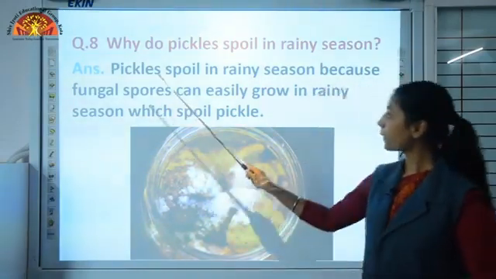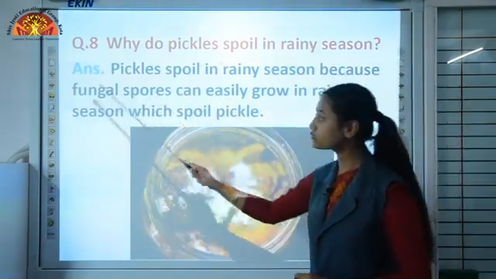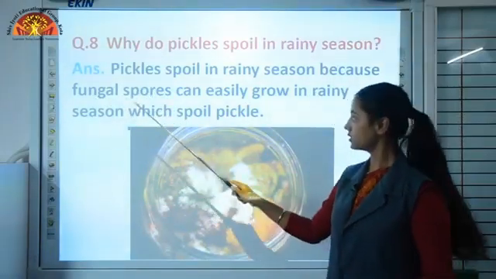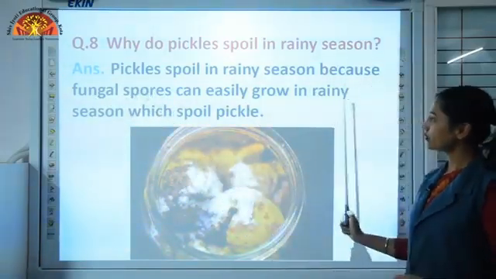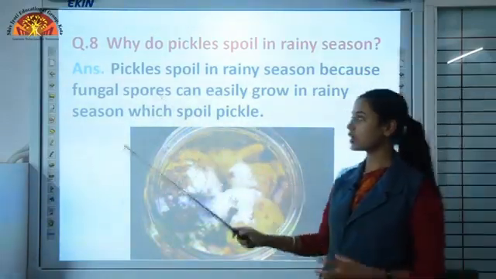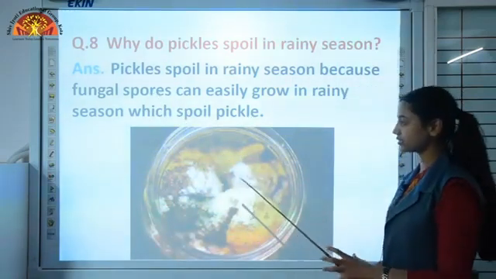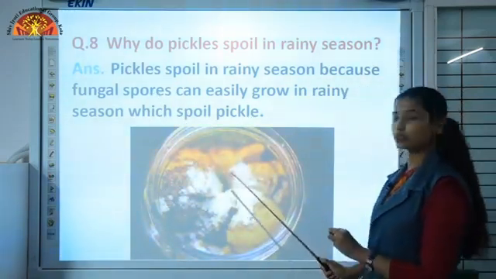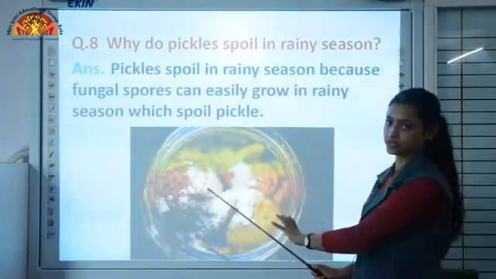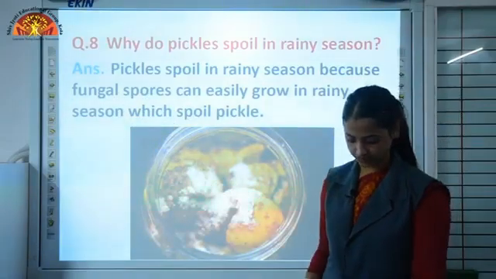So here, pickles spoil in the rainy season because of fungal spores. Now these fungal spores, this fungus, is a saprophyte. It can easily grow in the rainy season, which spoils the pickle. Fungal spores are present in air. So the habitat is favorable for the growth of fungi in this jar where the pickle is present. This environment is favorable for the growth of fungal spores.